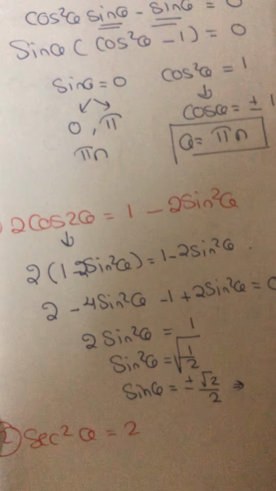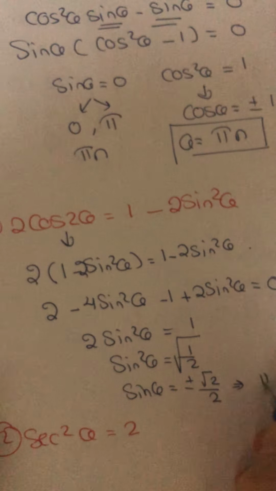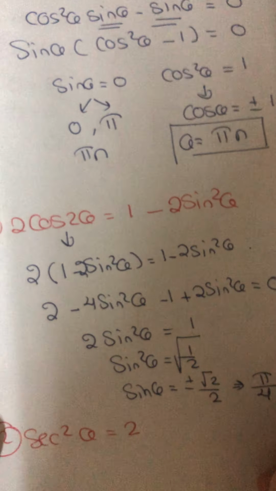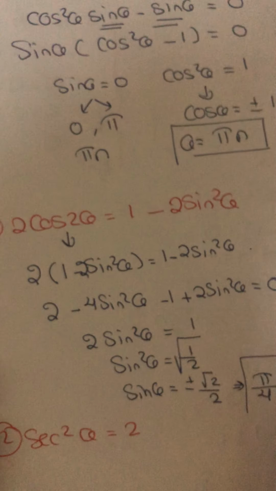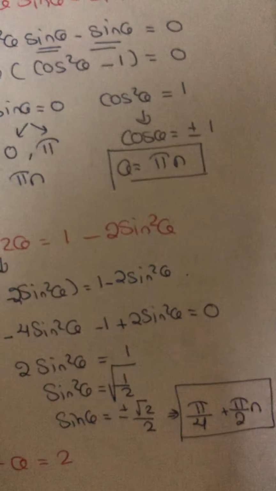Okay, any positive root of 2 over 2, so it's pi over 4 plus pi over 2n, because it repeats itself every 90, every quarter, and forever.